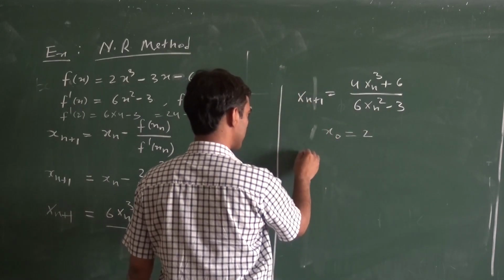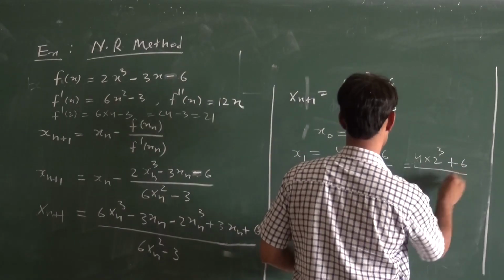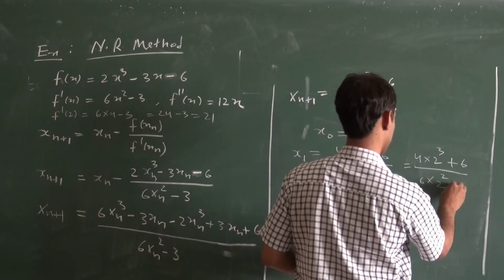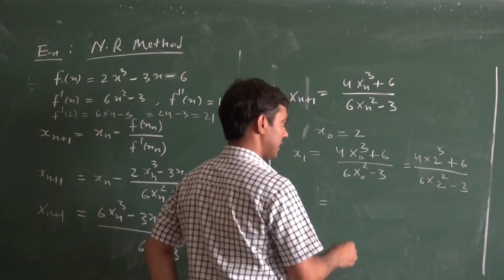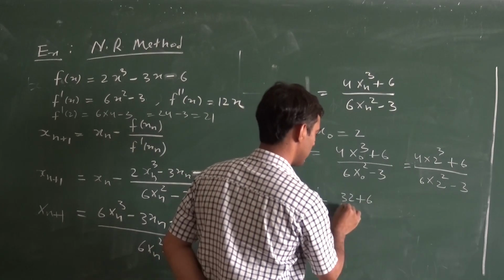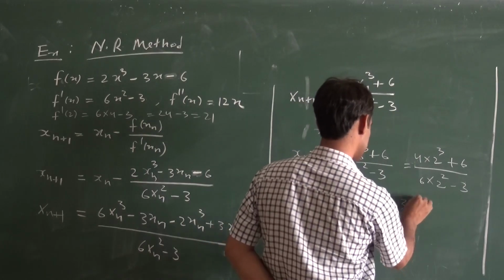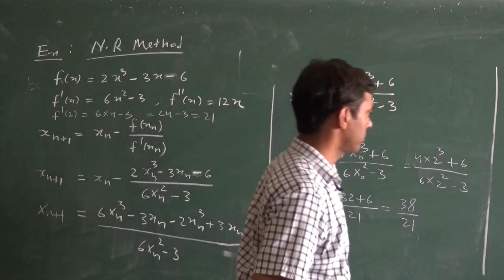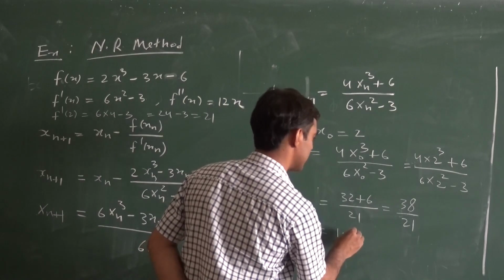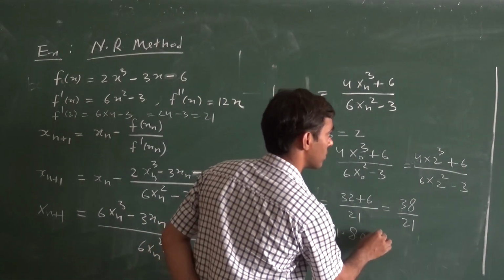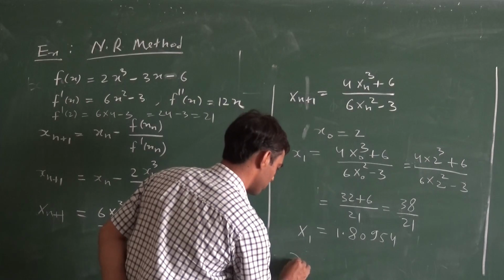So if n equal to 0, then what is the value of x1? x1 equals 4 into 2 cube plus 6 divided by 6 into 2 square minus 3. 2 to the power 3 is 8, so this is 32 plus 6 divided by 21, which is 38 divided by 21. So the value of x1 is 1.80954.